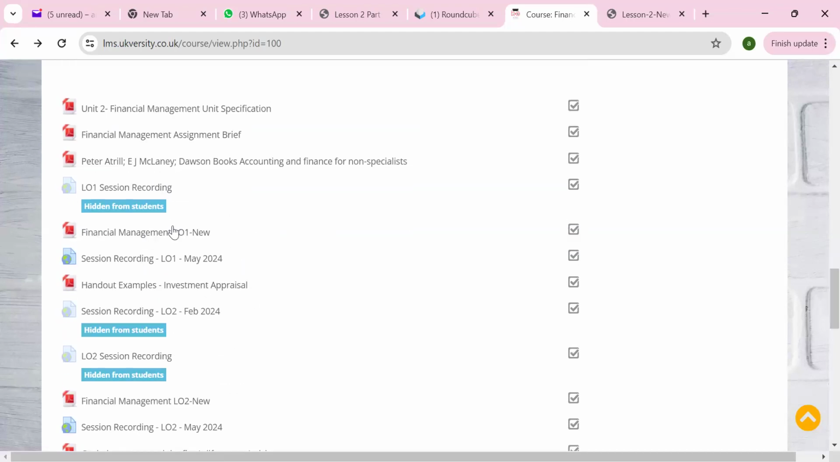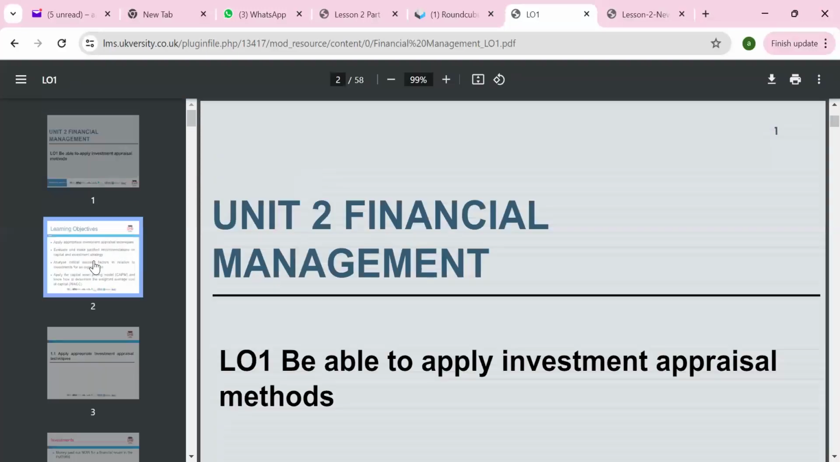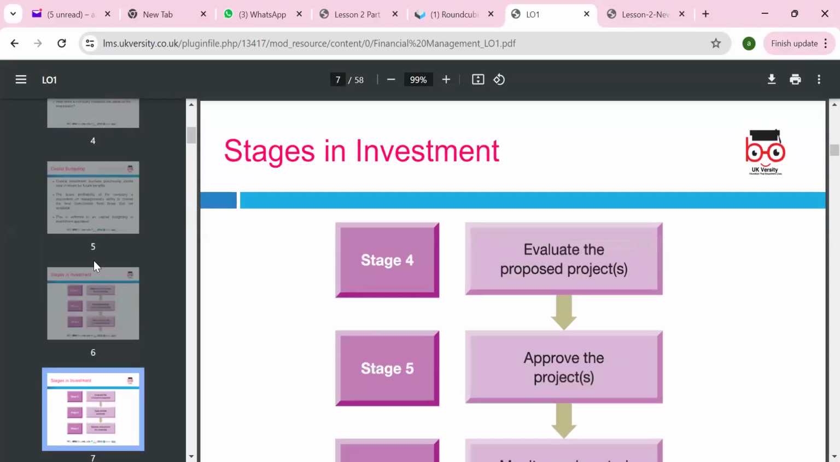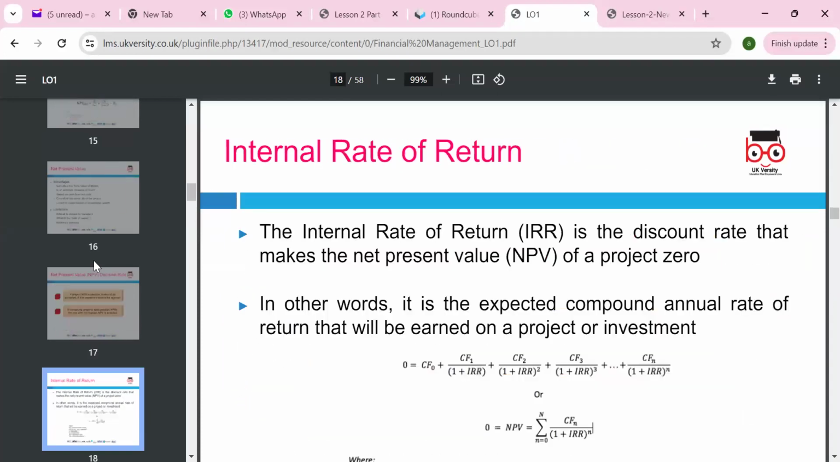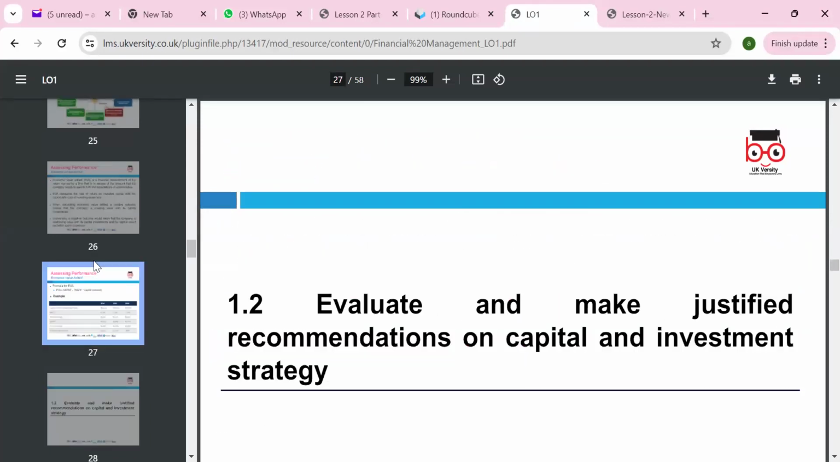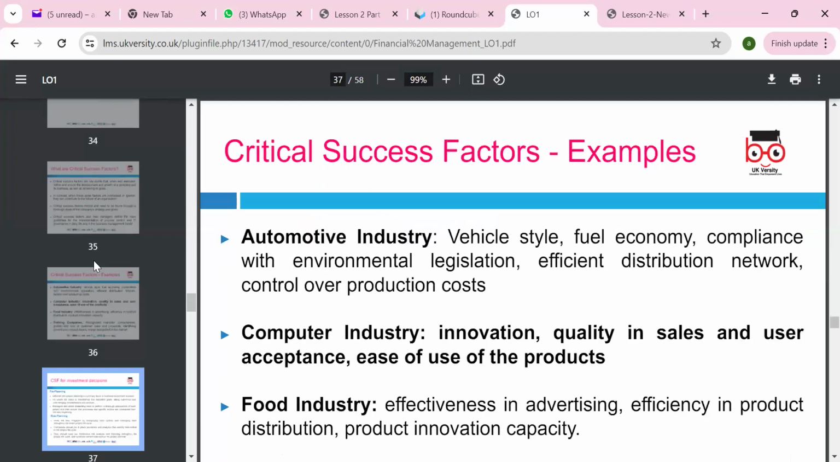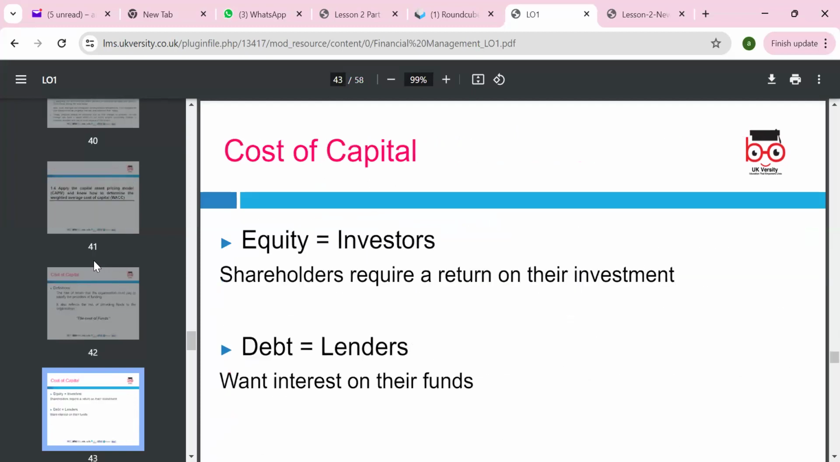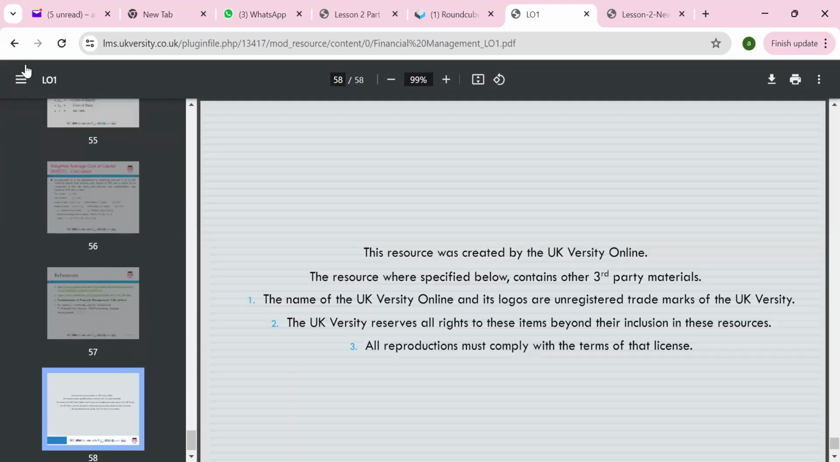where you will see all the resources, LO1, which we had a discussion on. If you look at LO1, investment appraisal methods, it's good to look at all of these methods. We quoted some examples there. We can also look at the balanced scorecard model, then the capital investment model, critical success factors (CSF), and then cost of capital, weighted average cost of capital, and debt to equity.